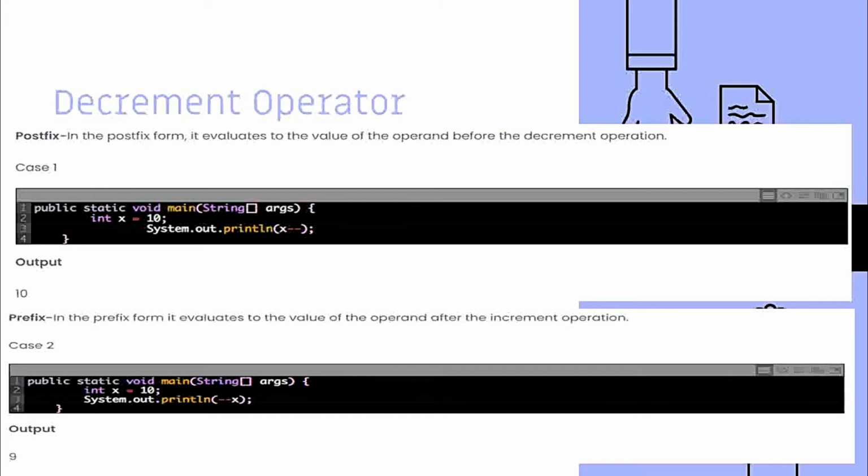Here also you will get two cases. In case 1, the value got printed first and then the value decremented, whereas in case 2, the value of x is decremented first and then the value 9 got printed.